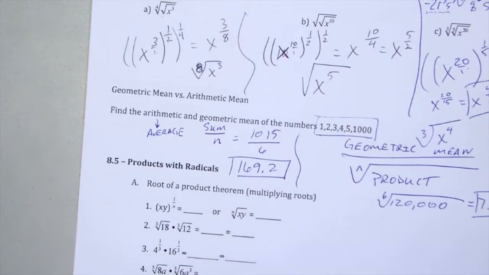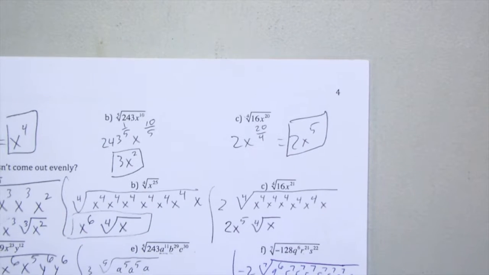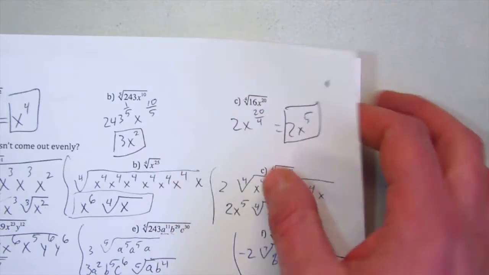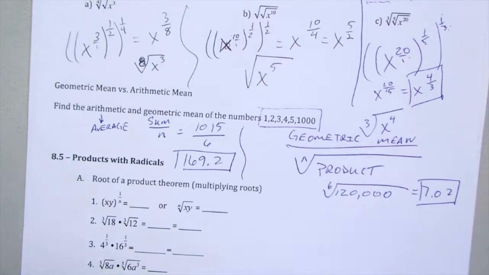All right, this video is on 8.5, products with radicals. If you're looking at your notes, this is page 4, and then you'll have to go on to page 5 a little bit as well, so make sure you have that paper handy. All right, we'll dive right in.